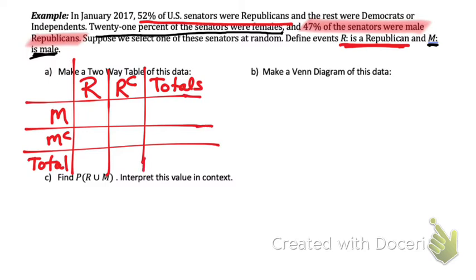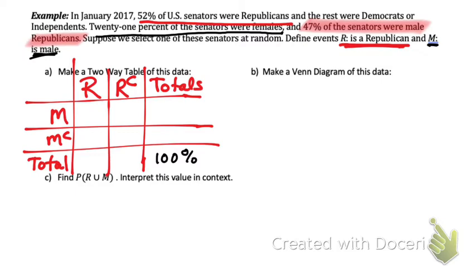Okay? Whatever events are defined, you have to write everything in terms of those events. So Republican, Republican complement, male and male complement. It's very tempting to put male and female, but female was not defined here, so we're not going to use that. All right, 100% has to be the total of all of it. It has to all add up to 100%.